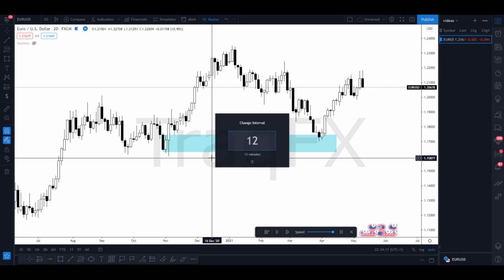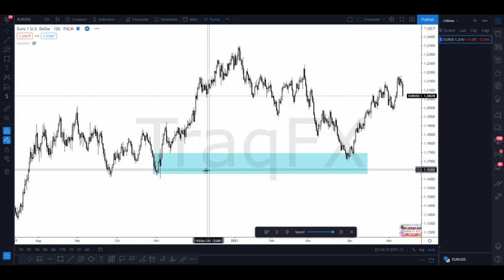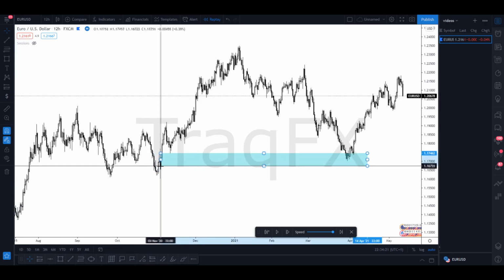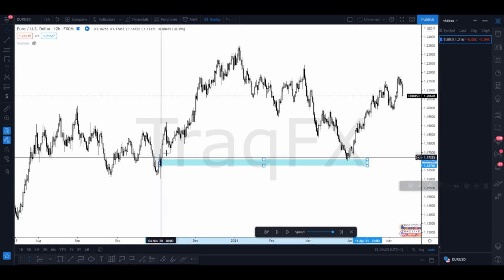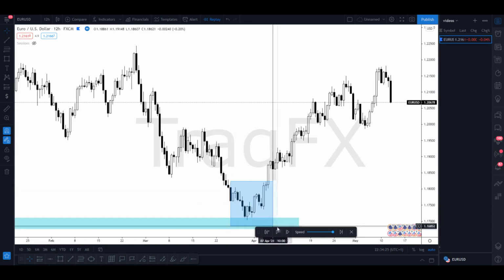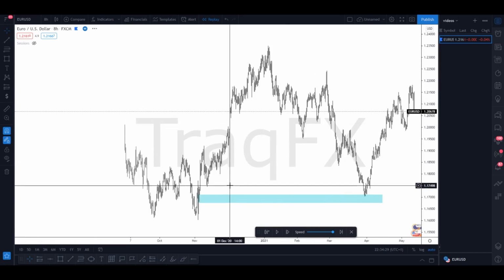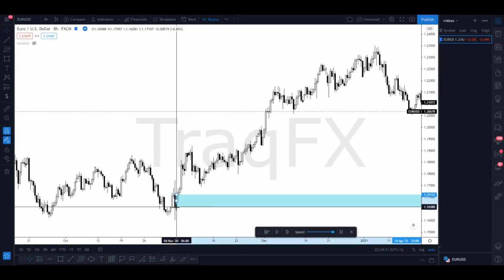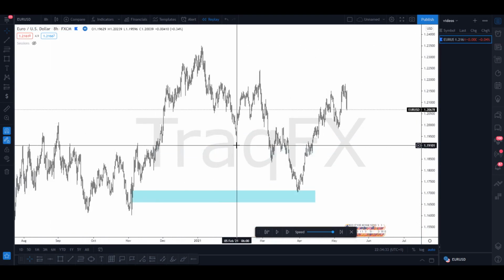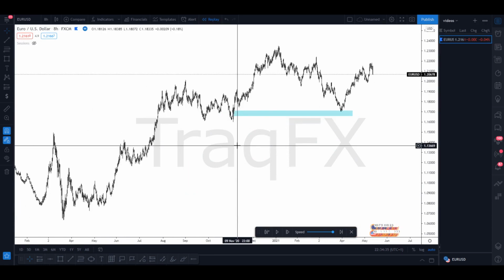Use the 12-hour. I use the 12-hour a lot. It's really clean. If you use the 12-hour, you would have refined it up to here. And the price really nicely reacts off your zone of interest. You could use the 8-hour as well, but these are my major time frames for institutional candles. The 12-hour and the 8-hour, they're the best time frames for institutional candles. So that's generally how I backtest.